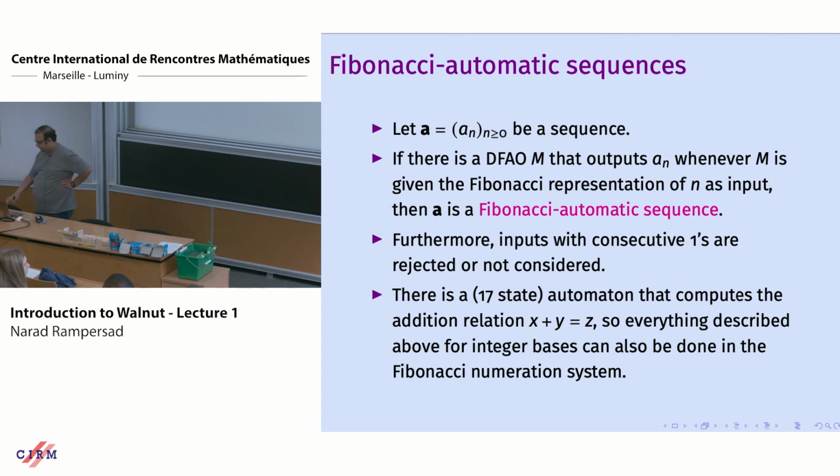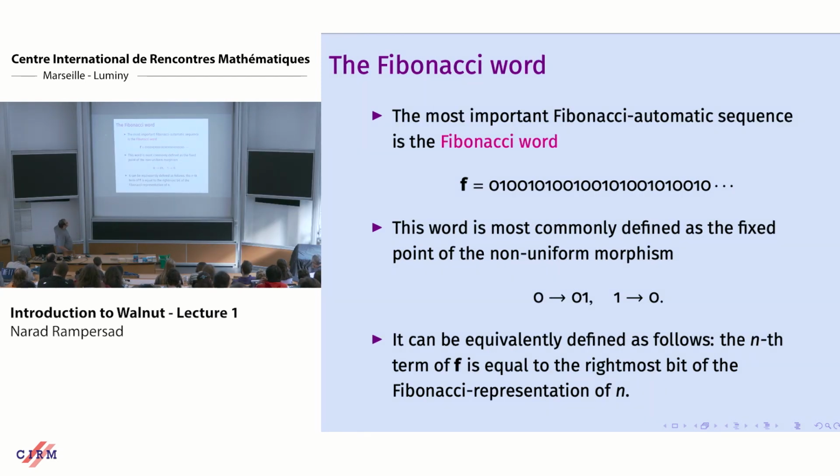Here's an example of a so-called Fibonacci automatic sequence. So a sequence that can be computed by an automaton using the Fibonacci numeration system. And it's the Fibonacci word. So here it is. It's defined by iterating this now non-uniform morphism, right? Previously in the integer base k system, we were only iterating k uniform morphisms, but now we have this non-uniform morphism.